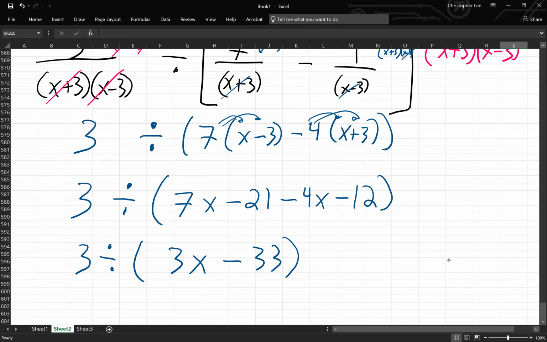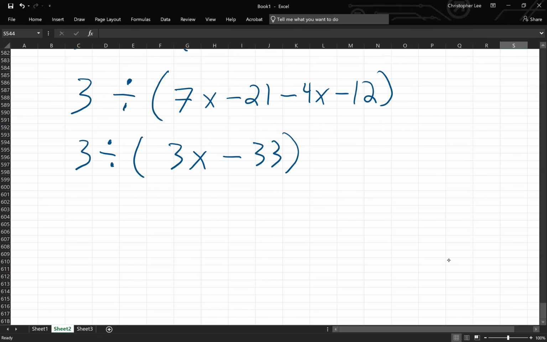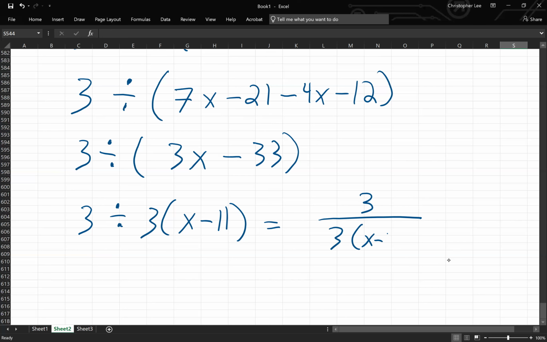Not bad, right? Greatest common factor, factor out a 3. Very good. All right, so go ahead. This is x minus 11, right? This might be a little bit easier if I put it on top to see. This is 3 over 3 times the x minus 11. What happens? The 3's cancel. So final answer, 1 over x minus 11.